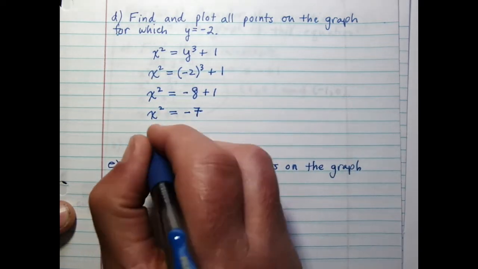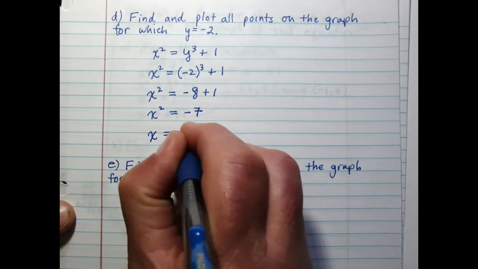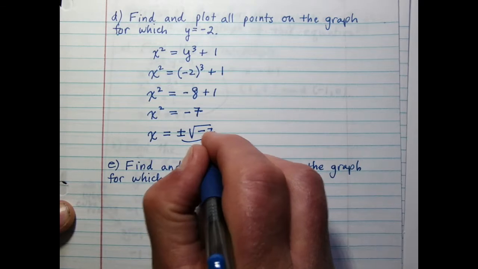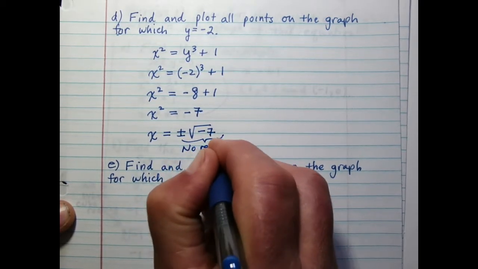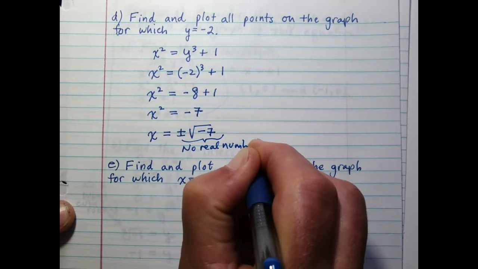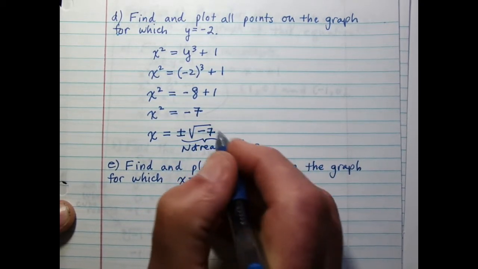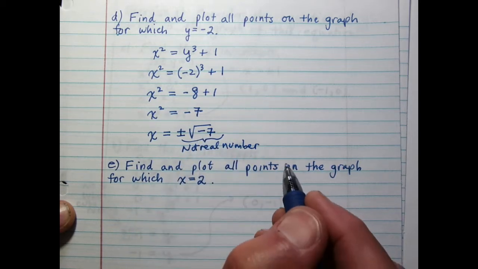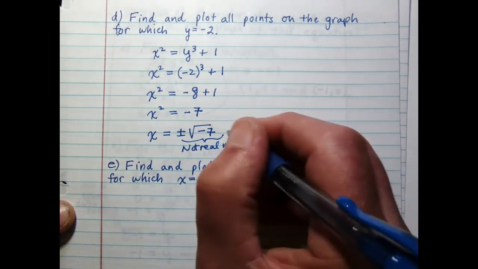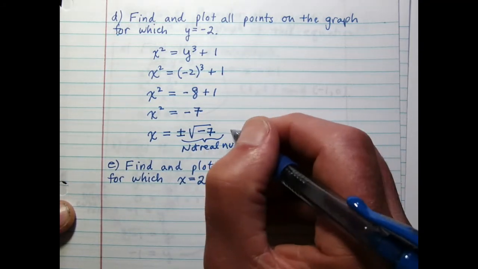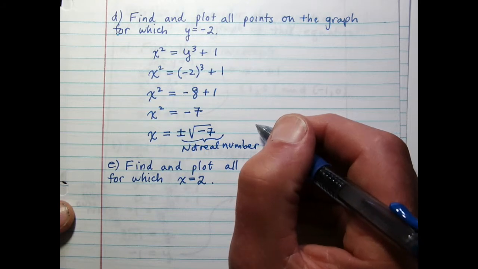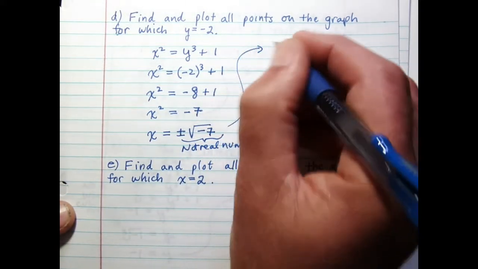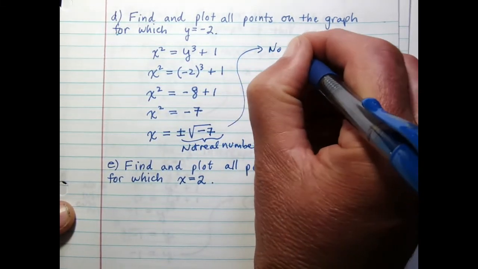So there's a bit of a problem here, right? Because when I take square roots, x is plus or minus the square root of negative 7. That's not a real number. You can't take a square root of a negative number in the world of real numbers, and real numbers are the only numbers that appear when we do graphing. There are no imaginary numbers, if you've heard of those before. So there are no solutions.